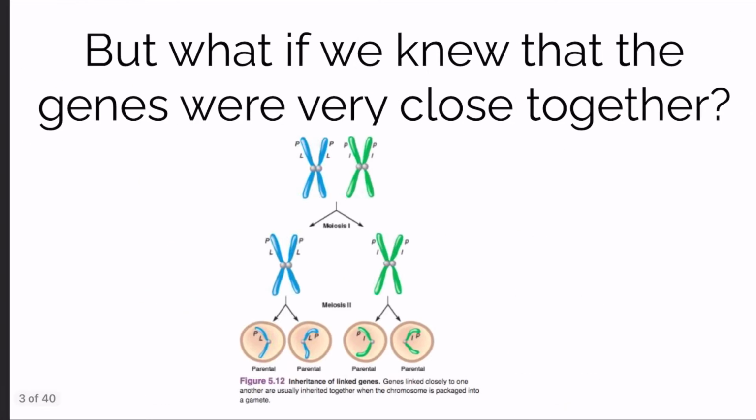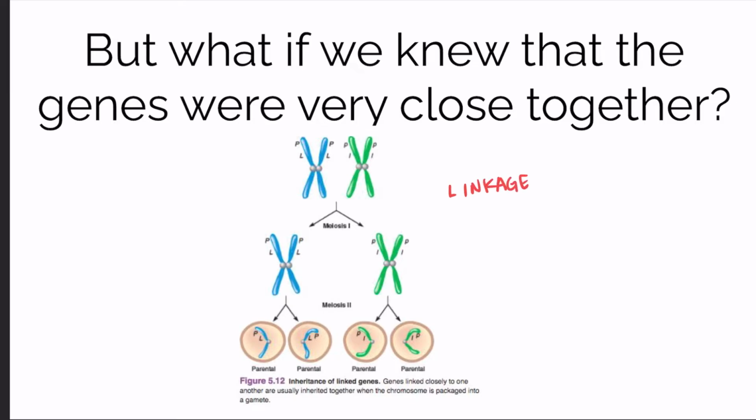However, what if we knew that the genes were really close together? What if the genes resided on the same chromosome? If they resided on the same chromosome, that's definitely going to impact how they move. And so we wouldn't necessarily see the typical dihybrid cross that we were speaking about last week, even though we're talking about two genes here. This is called linkage.